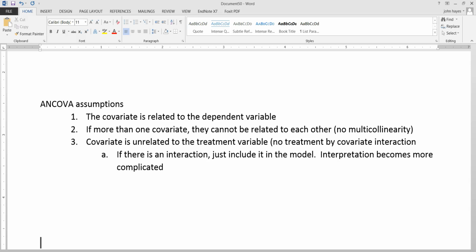If there is more than one covariate, say you did axial length and sphere, then they cannot be related to each other. No multicollinearity. And finally, the third assumption is that the covariate is unrelated to the treatment variable. In other words, there is no treatment by covariate interaction. If there is an interaction, just include it in the model. Interpretation, however, becomes more complicated.